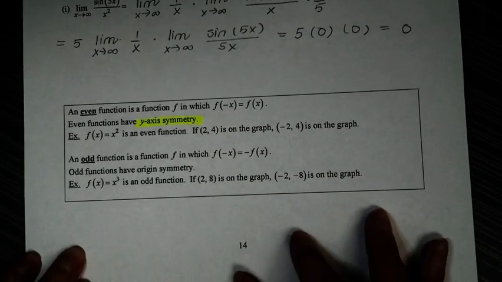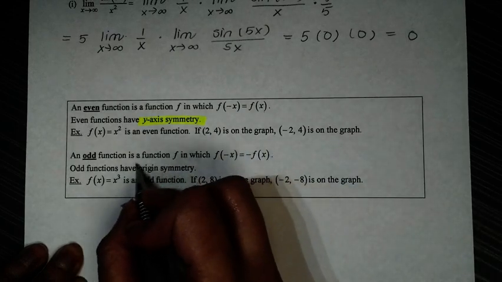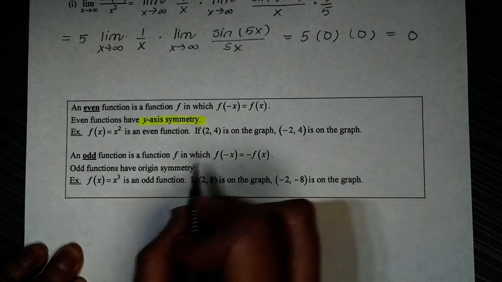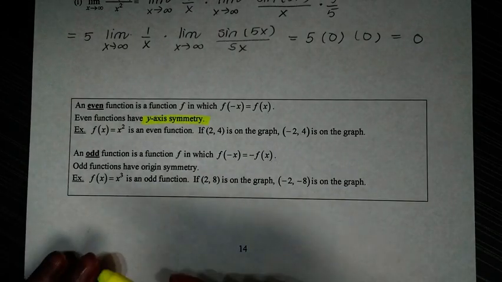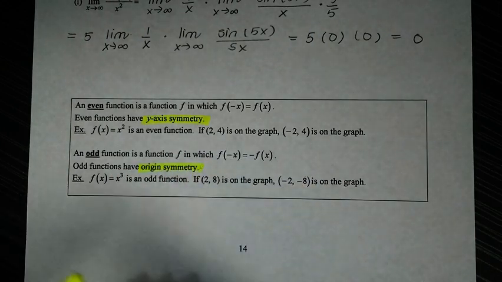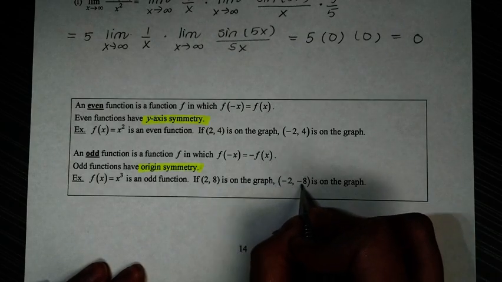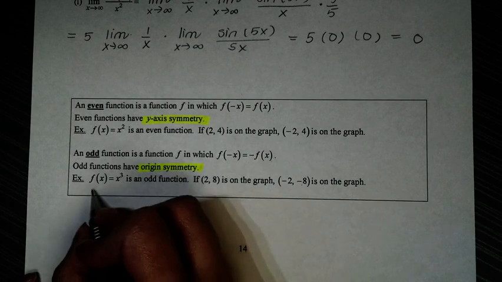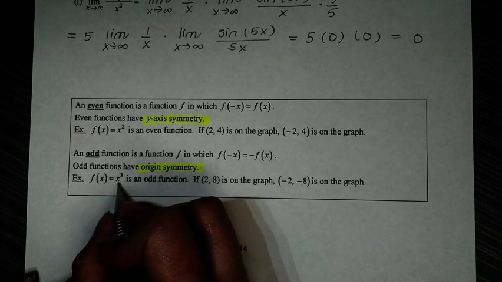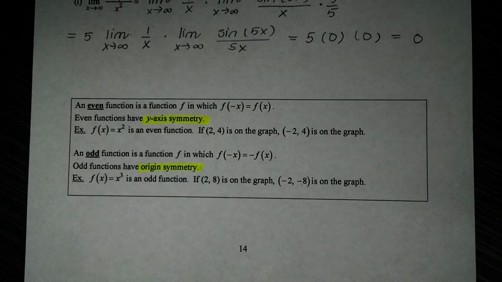Similarly, you can refresh your memory about odd functions. We say that a function f is odd if f of negative x is equal to negative f of x. Odd functions have origin symmetry. Origin symmetry means that if you have the point (2, 8), you're going to have also the point (negative 2, negative 8) on the graph. The best example of a simple odd function is f of x equal to x cubed. Okay, so now let's use this on the next page so you can see how simple curve sketching is going to be.